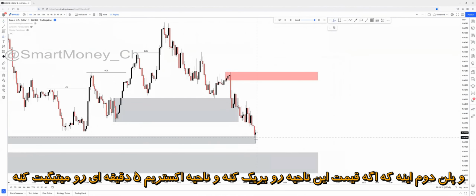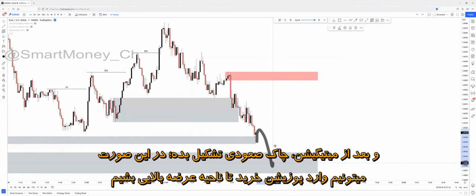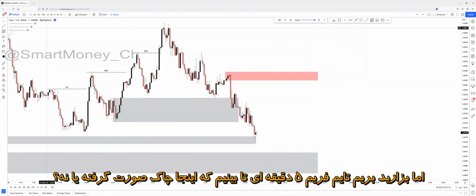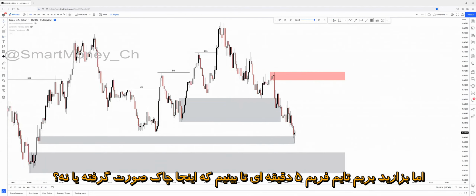Or the second plan is if price breaks below this zone and touches the 5-minute extreme and creates a change of character after the extreme touch, then we'll be able to take a long trade up to some supply level here. But let me just switch to the 5-minute chart to see if this was actually a change of character here.